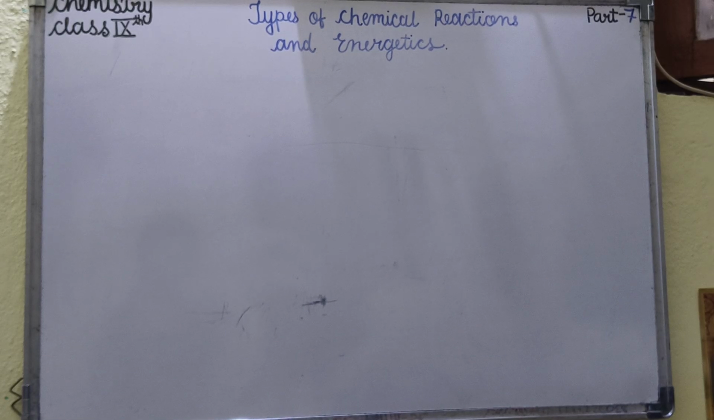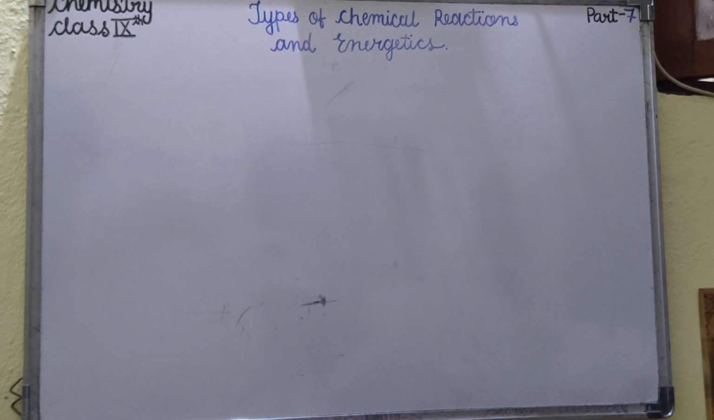Today we are going to learn class 9th chemistry chapter types of chemical reactions and energetics part 7. In this part we are going to learn more new things. Let us start.